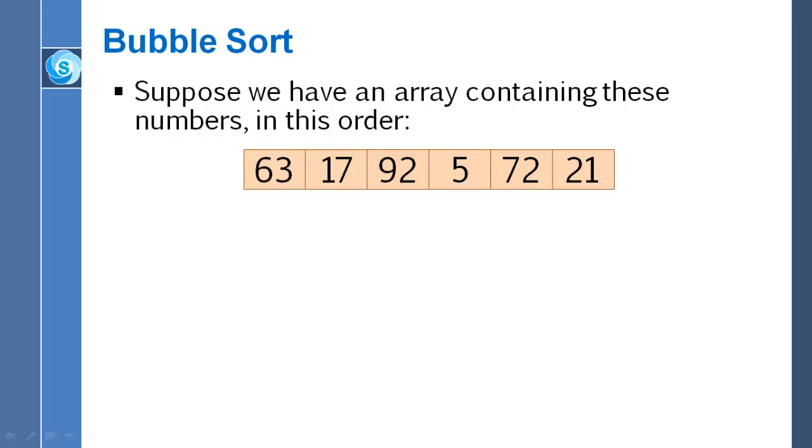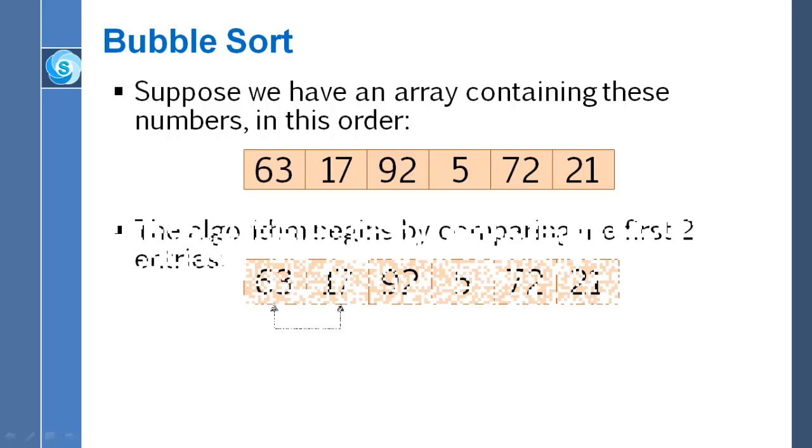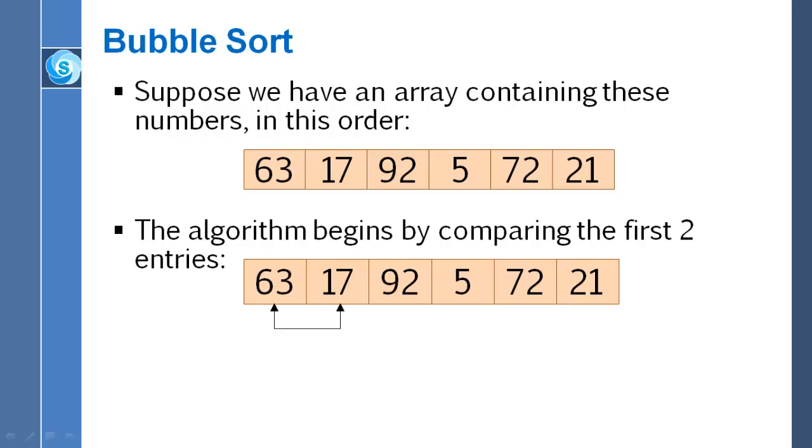Now, I'm going to do something that people argue about, but frankly, I'm going to do it my way. The number 63 is in position 0. Some people prefer to refer to that position as the 0th position. I do not. I call position 0 the first position. I call position 1 the second position. Personally, it just feels more natural to me. So anyway, here's how bubble sort begins.